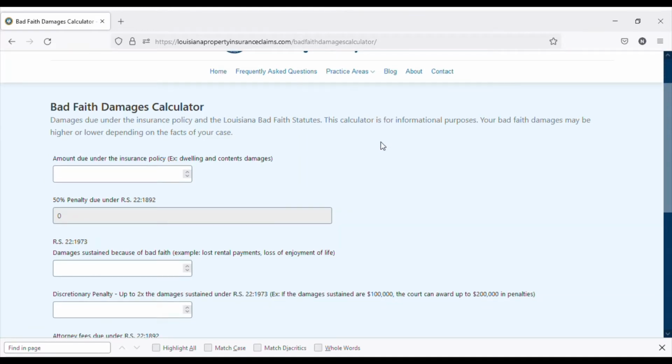The first thing you want to have whenever you start estimating your bad faith damages here is the amount due under the insurance policy. And for our example, we're going to keep it simple. Let's assume you have a rental house and the unpaid property damages are $100,000, as well as your contents damages of $50,000. They haven't been paid, and the insurance company does not have a legitimate reason for not paying these so far. So we have the $100,000 with the $50,000. Obviously, that's $150,000.